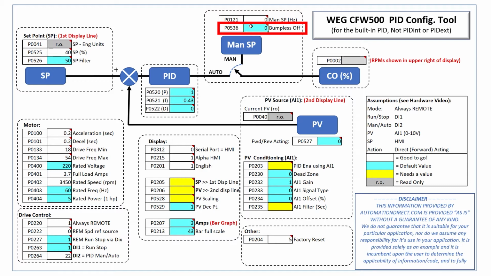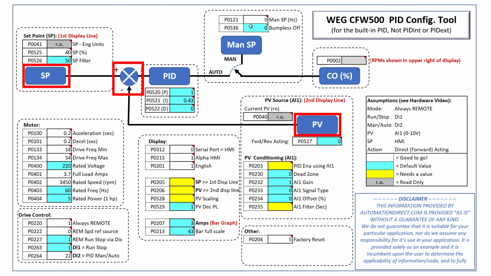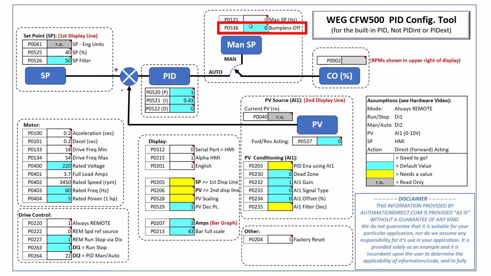If you enable bumpless mode and you're using the HMI for the set point, the drive simply copies the current process variable into the set point, which guarantees there won't be a large difference. Once PID is up and running, you can then readjust the set point back to where you want it. We'll leave that off for this demo just to keep things simple, but most of the time, yeah, you'll probably want that enabled.